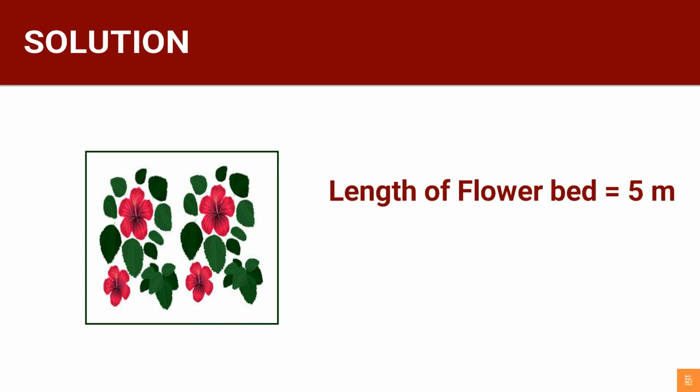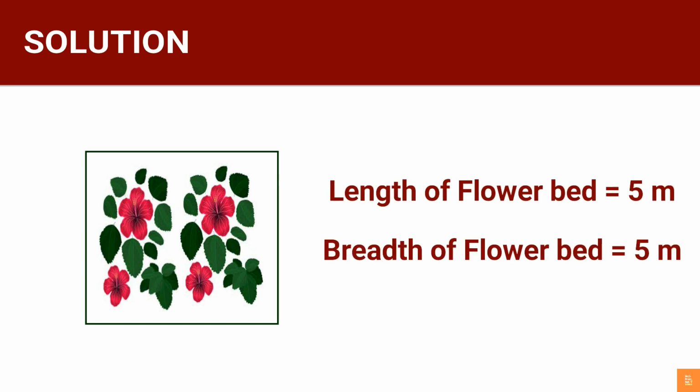Square has the largest area among rectangles with same perimeter. So, length of the flower bed is equal to 5 meter and breadth is equal to 5 meter. Isn't it interesting? Such questions will sharpen children's critical thinking and also enhance their capability to state their convincing answers.